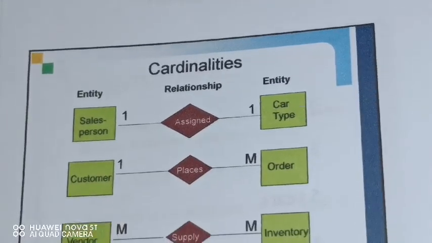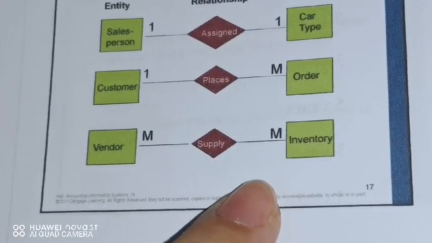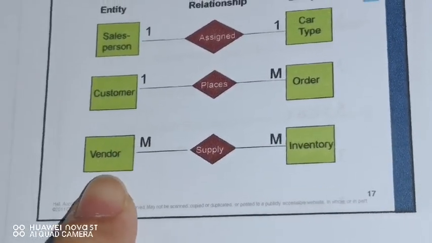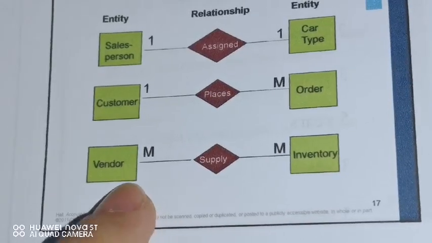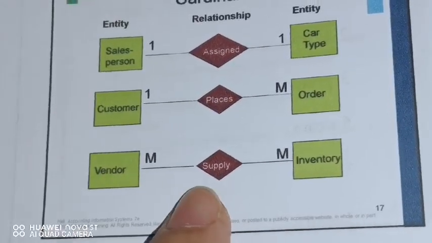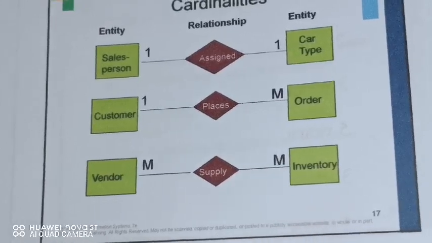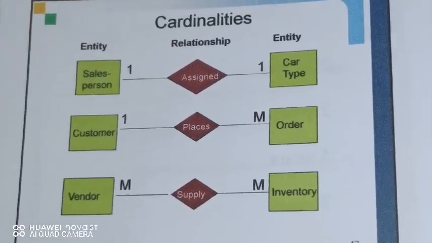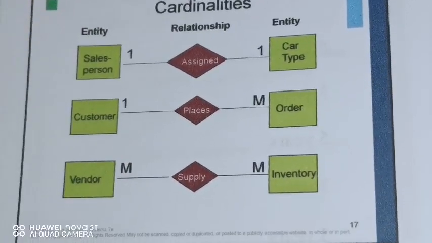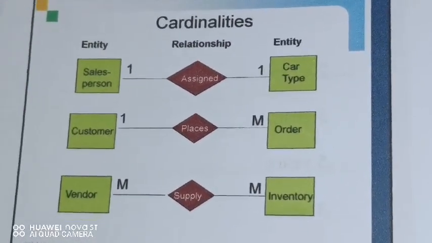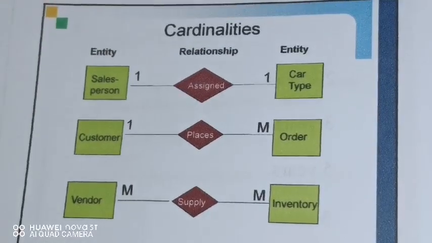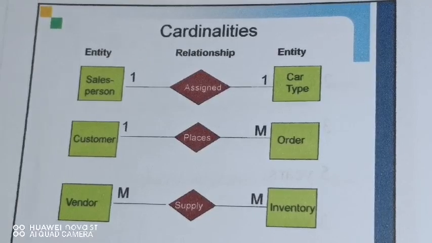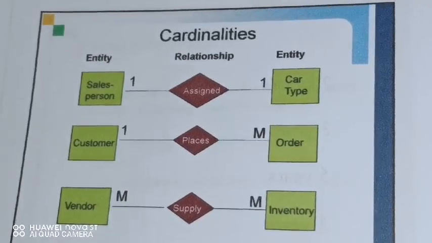So, kaya one-to-many siya kasi a customer can place several order at a time. Okay? And then we also have many-to-many. Many-to-many, example that is many vendors supply many inventory. Yan, kasi 'di ba? For example, for one type of inventory, hindi lang isang supplier ang nagsusupply nun. Tapos yung isang vendor naman, hindi lang isang klaseng type ng inventory ang sinusupply niya.